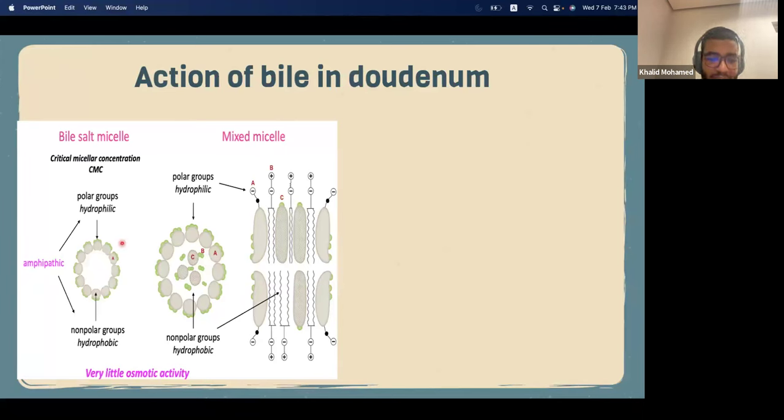These micelles are normally in the bile, and they also form in the small intestine, in the duodenum, around fatty acid droplets. And as we said, they have very little osmotic activity because the ion surrounding them is isotonic to plasma, and they themselves don't cause water movement. They have low osmotic activity.